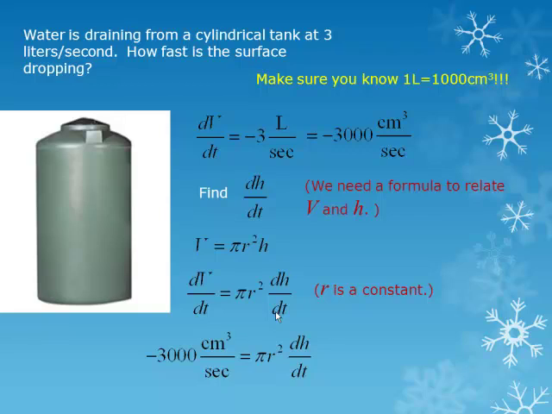Now I can put in my values that the problem gave me at the beginning. We know that dV/dt is -3,000, so I put -3,000 in for that. That's the rate that the volume is changing. That's going to be equal to pi r squared dH/dt. And then I'm just going to solve it for dH/dt. So my final answer, dH/dt, would be -3,000 over pi r squared.